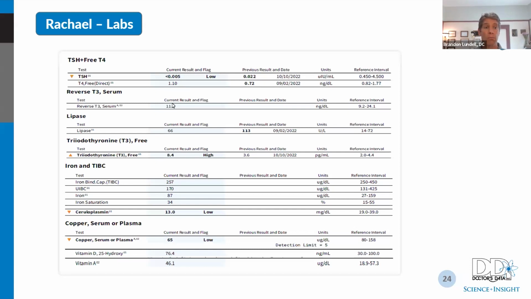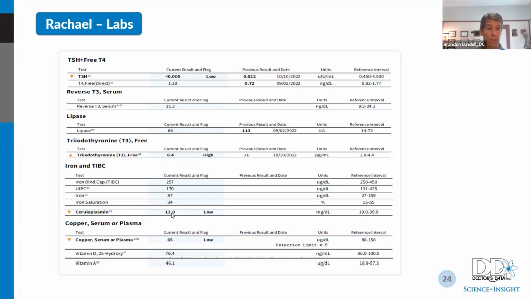T4 was not too bad. A reverse T3. T3 was super high though, right? Here's the ratio. It reflects what she's taking. So if you're going to have T3 at 8.4, and T3 is your active form of thyroid, it's like poison at that level. You're just poisoning the receptors. So it makes sense that she's not feeling really well.